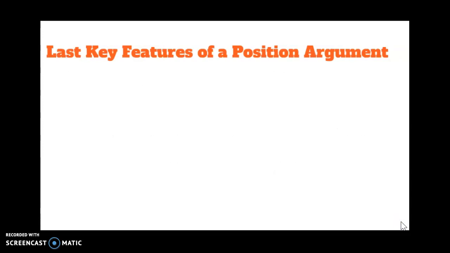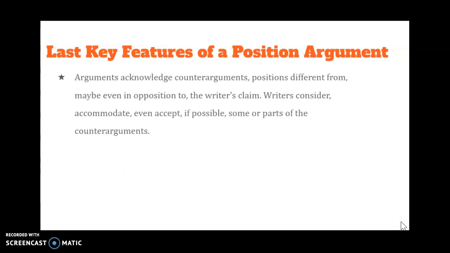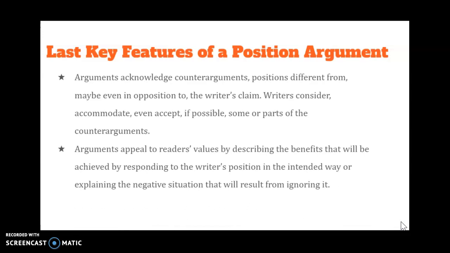And lastly, key features of a position argument address the following. A position argument should include a counter-argument that presents an opposing viewpoint and either refutes, rebukes, or concedes that point. In the end, a position argument considers the larger consequences of failing to adopt the writer's point of view and/or has a call to action inspired by the topic and position for audience members to complete.